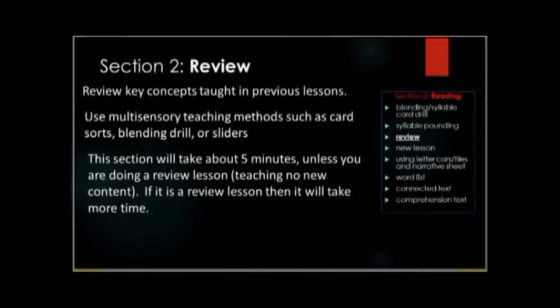So the next part of the lesson is the review section. We're going to review the key concepts that we've taught recently. We will always try to use multisensory techniques when we do this. You guys are experts on card sorts by this time. We might use the blending drill. We could use those sliders that we use when we do the exceptions to the closed syllable rule. It only takes about 3 to 5 minutes to do a quick review, unless you're actually doing a review lesson. So you're either going to move on to new content, or the whole new content part of the lesson could be a review if you think the student's not ready to move on.